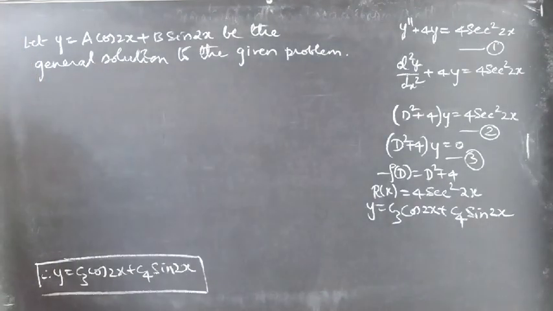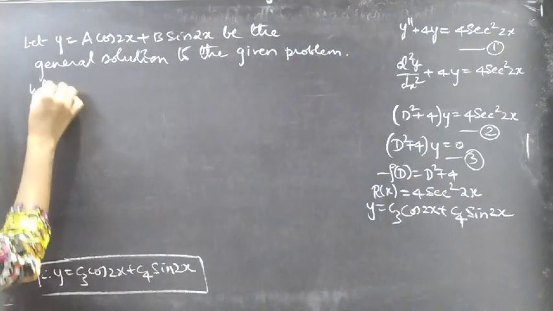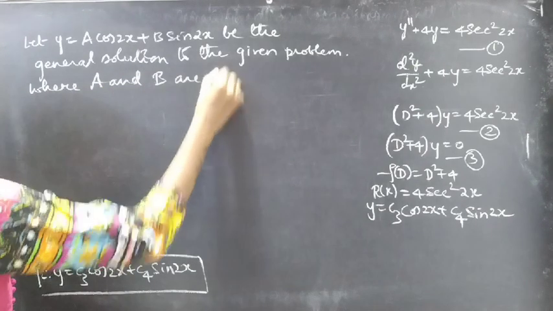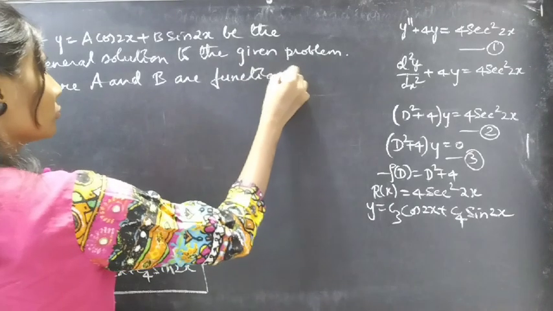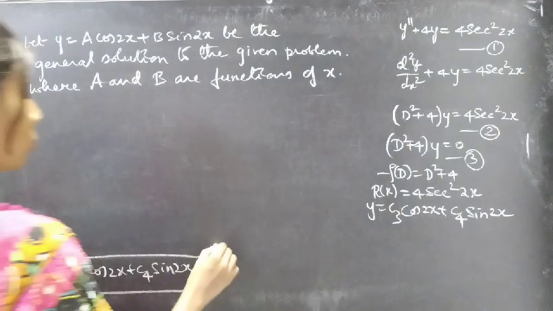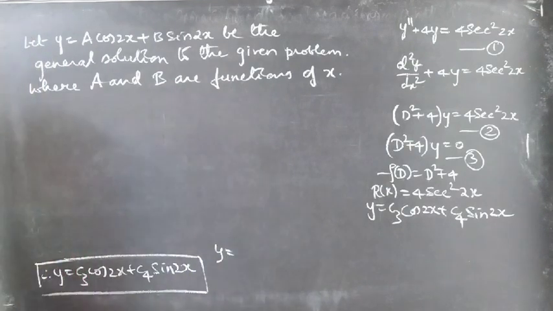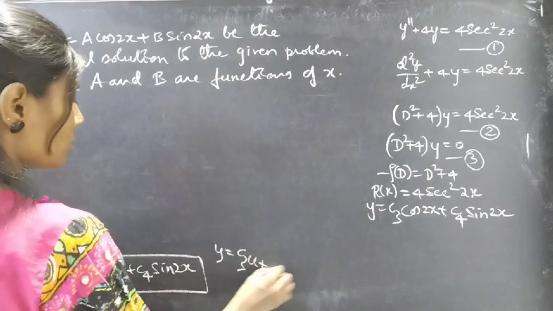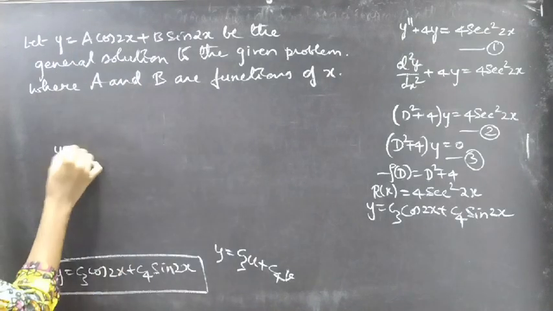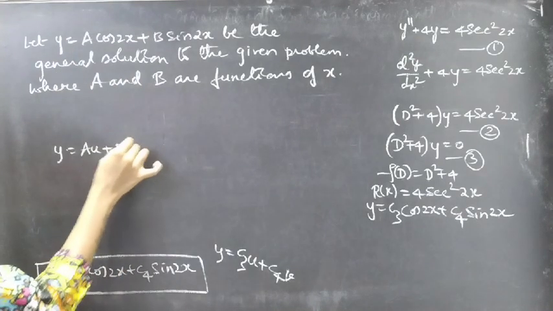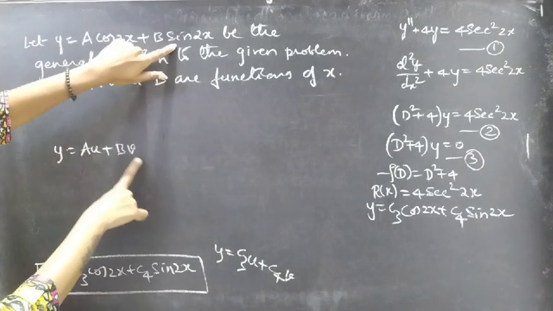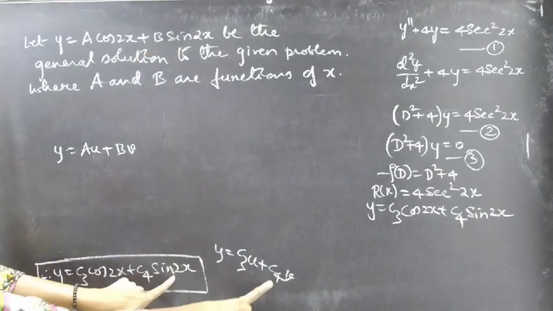Or given equations, whatever, where a and b are functions of x. Now you can compare the solution to the homogeneous equation, y equal to C3u plus C4v, with the general solution to our problem, y equal to au plus bv. So you'll get u and v, where u is cos 2x and v is sin 2x.